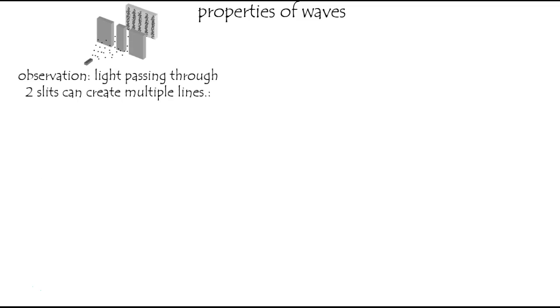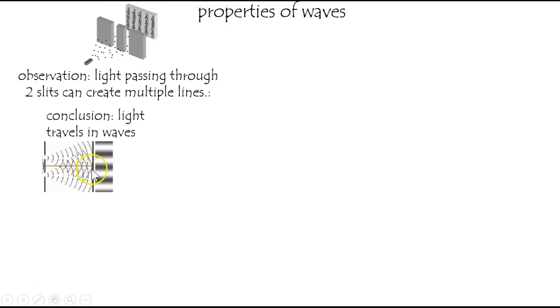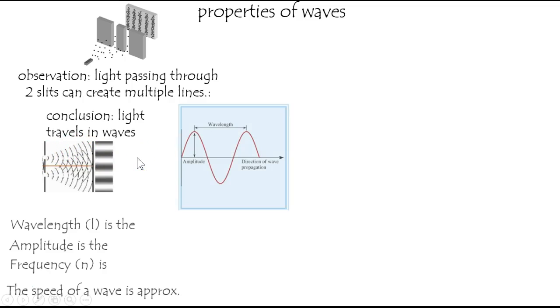It's been observed some time ago that if you pass light, which is a form of energy, through two slits, you can get interference patterns on the back, a clear indication that light is traveling in waves just like it would as a liquid here. And if you have a wave, you must have a wavelength.